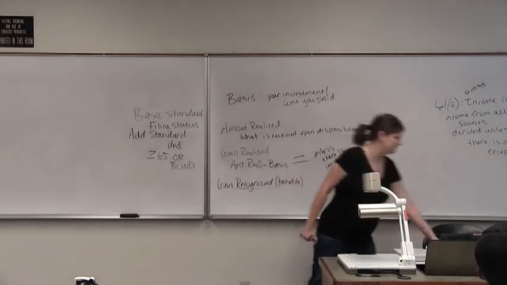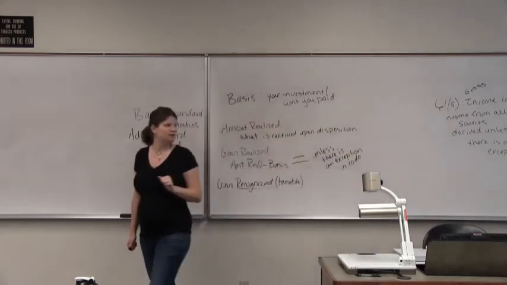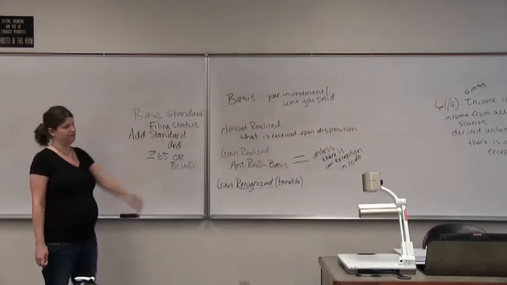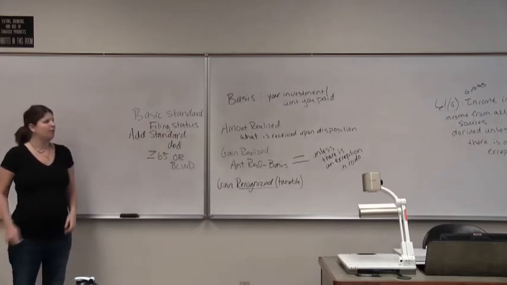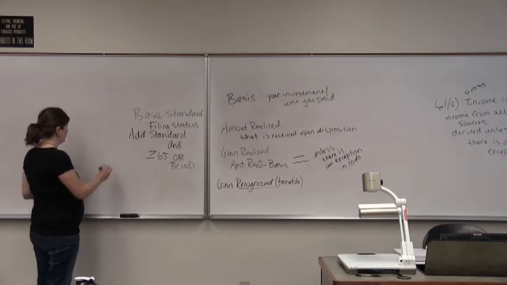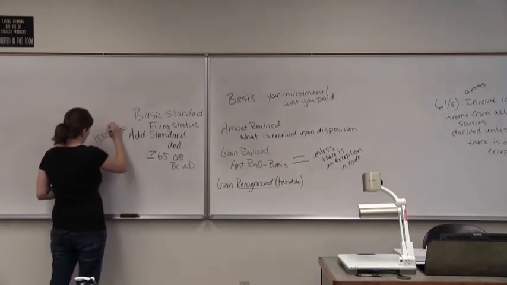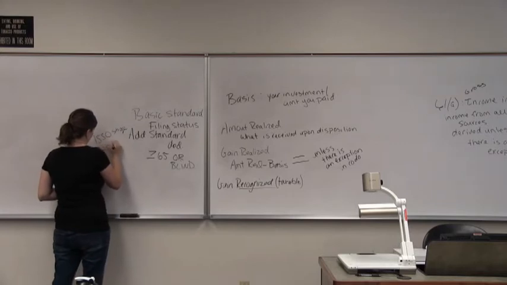What about the additional standard deduction? This is the same in 2015 as it is in 2016. It is $1,550 if you're single, and $1,250 for all else.